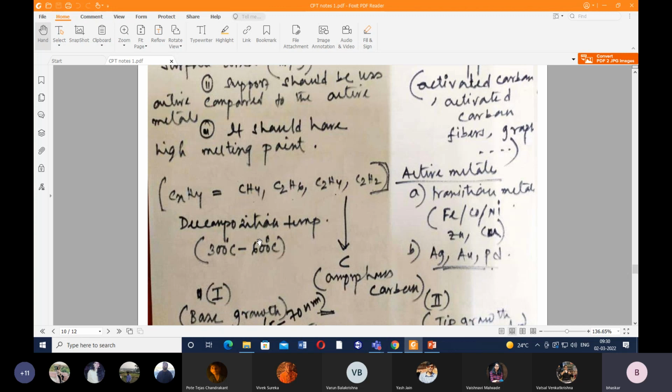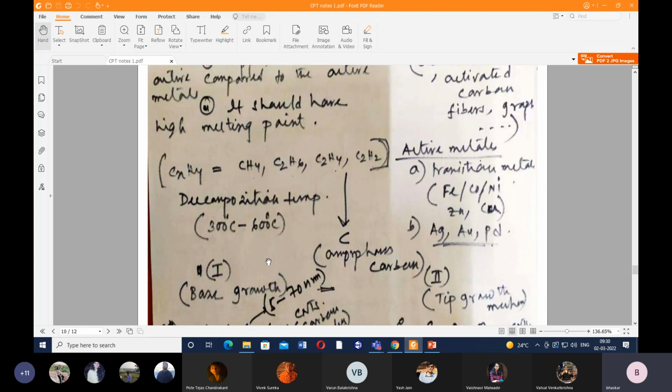I'm telling you these things from my own practical experience. We cannot select our decomposition temperature as we want; there have to be some restrictions. For a nickel-based catalyst, the decomposition temperature is quite high, around 550 to 600 degrees Celsius. However, if we are performing the decomposition reaction with copper as the active metal, the decomposition temperature is around 350 degrees Celsius. So the decomposition temperature is based on the type of active metal we are using.